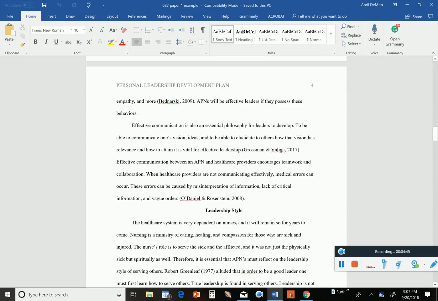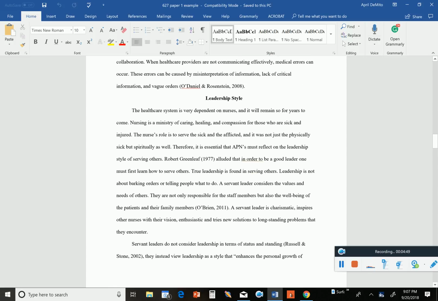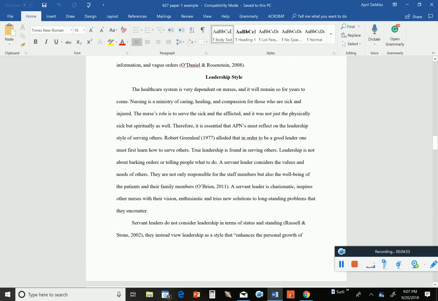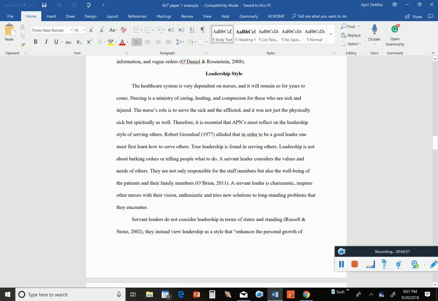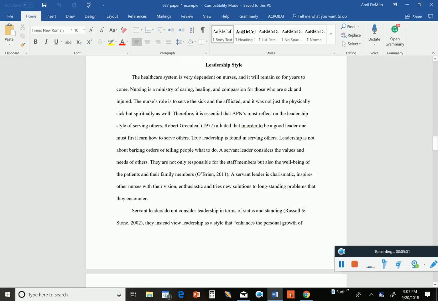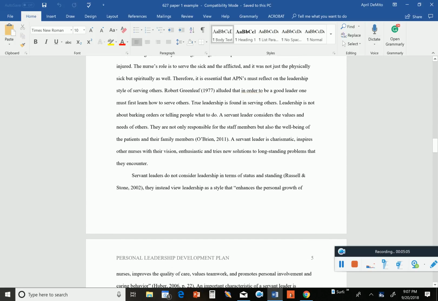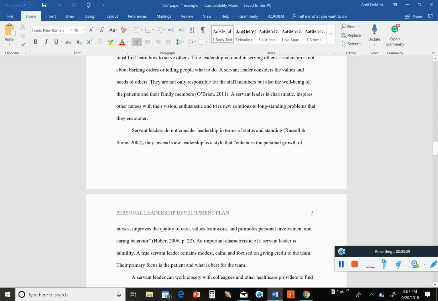So let's skip down here. Leadership style. The healthcare system is very dependent on nurses, and it will remain so for years to come. Nursing is a ministry of caring. Okay. Here's another you can see here in order has been underlined. Leadership is not about barking orders and telling people what to do. So you can tell she's giving her opinion.